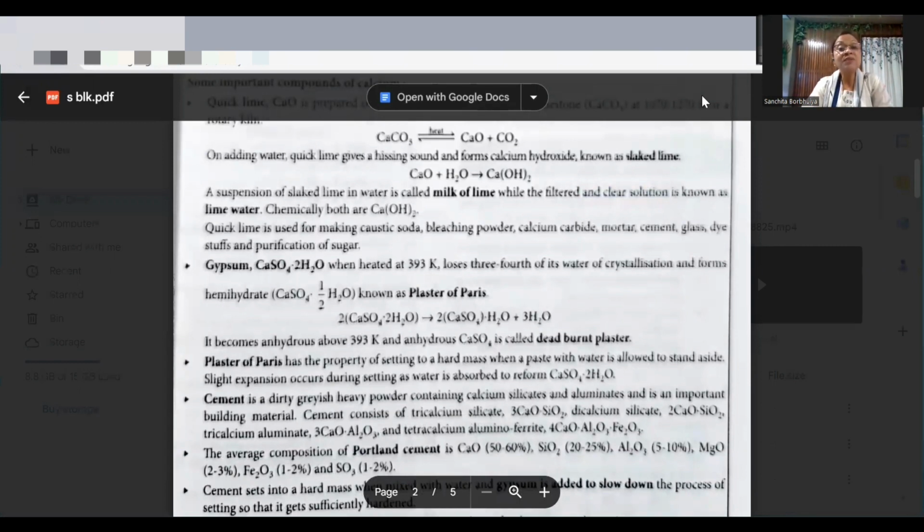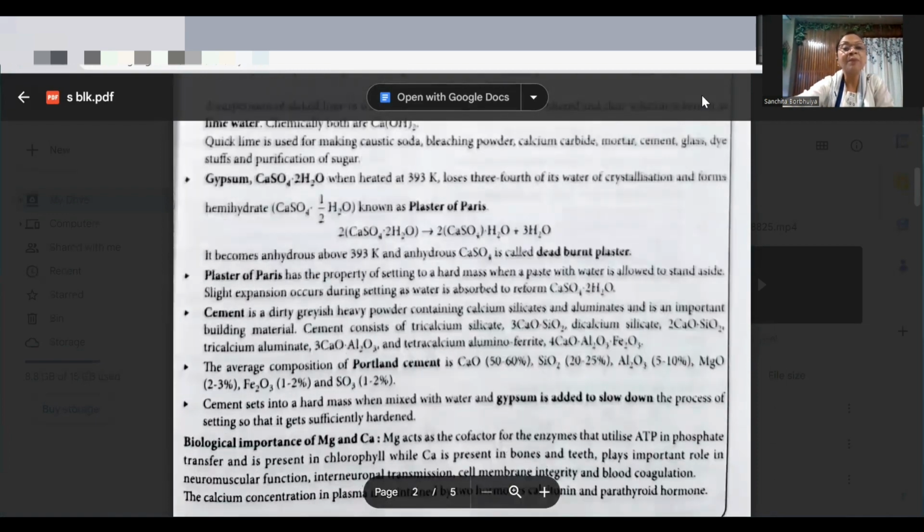Now, a suspension of slaked lime in water is called milk of lime, while if you have a filtered solution, that is called lime water. So be a little careful about the milk of lime and lime water. The clear-cut difference is given. Quicklime is used for making caustic soda, bleaching powder, calcium carbide, mortar, cement. These are the various uses, and that is why quicklime is a very important commercial compound.